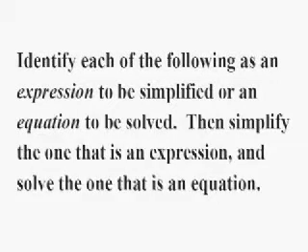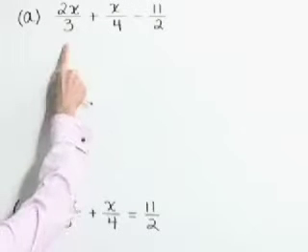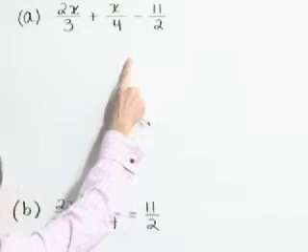Identify each of the following as an expression to be simplified or an equation to be solved. Then simplify the one that is an expression and solve the one that is an equation. In part A, we have 2x over 3 plus x over 4 minus 11 halves.